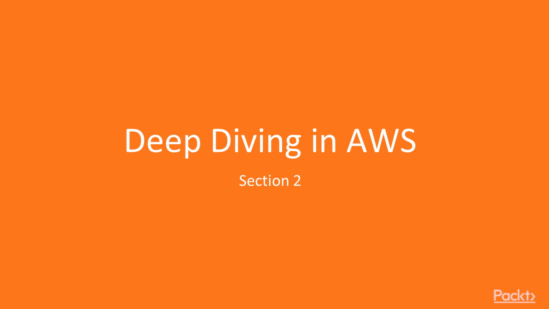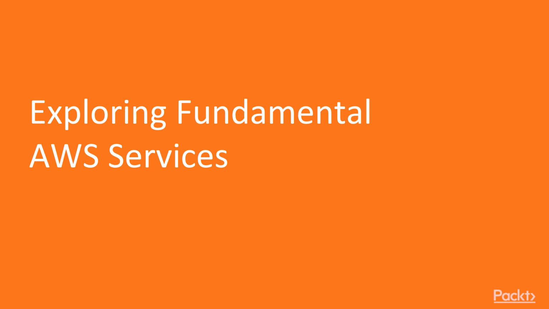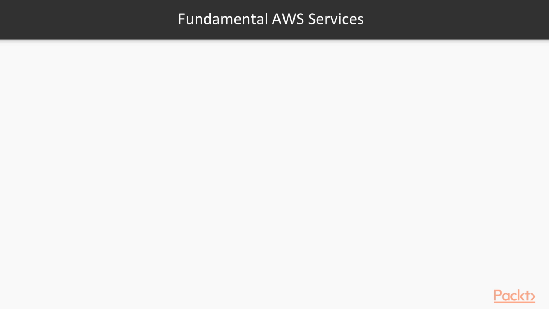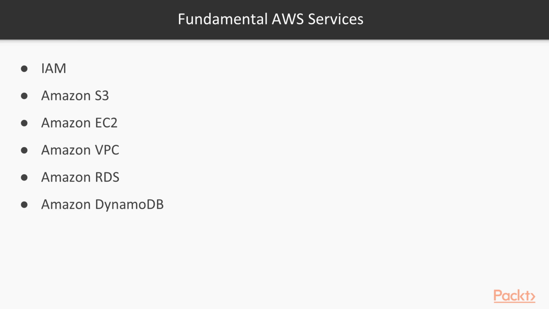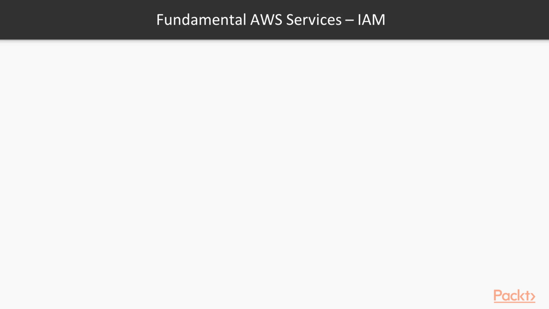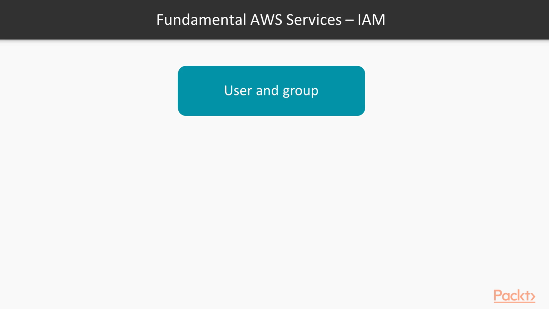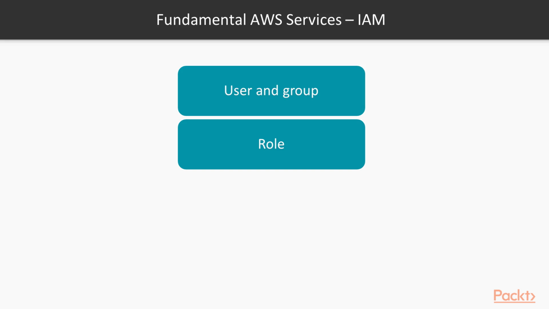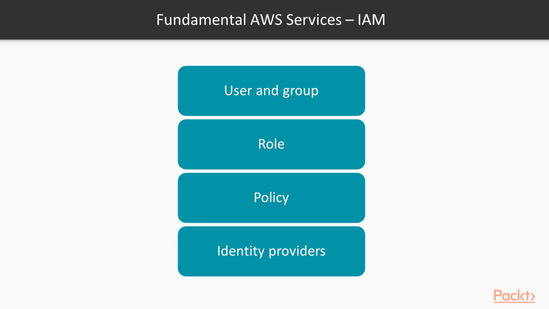In Section 2, we will have a deep dive in AWS. In this video, we will deep dive into several fundamental AWS services, including IAM, S3, EC2, Virtual Private Cloud, and databases. In the IAM video, we will go through IAM key entities, including user and group, IAM roles, and policies. We will work on several hands-on demos and learn how we can use IAM to manage permissions.